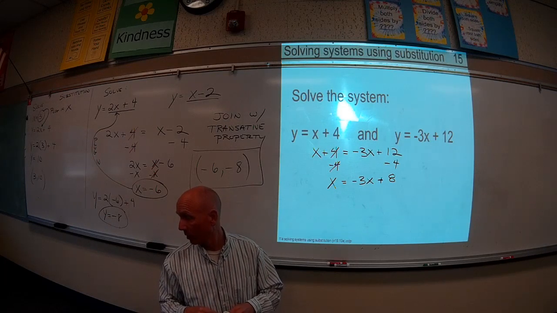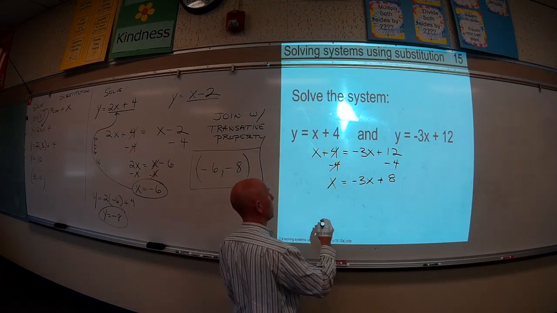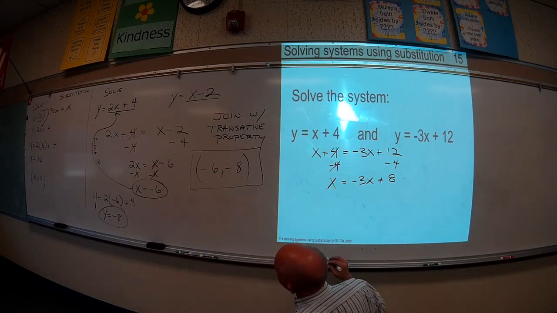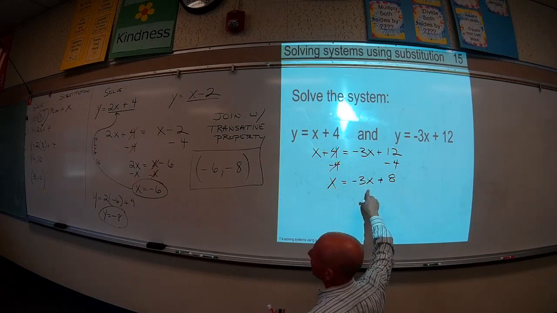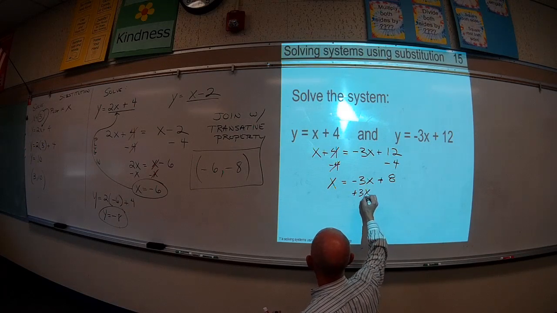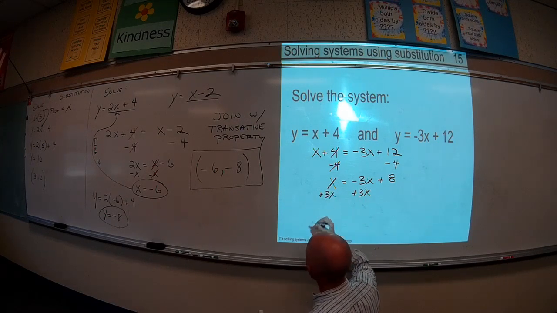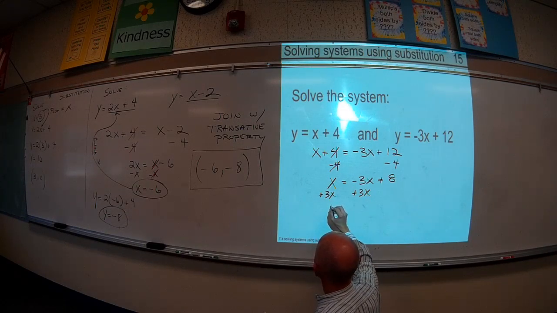Greenlee, would you like to tell me what to do? I want to add both sides by 3x. Fix the grammar. I want to add 3x to both sides. What does that leave me with? 4x equals 8.